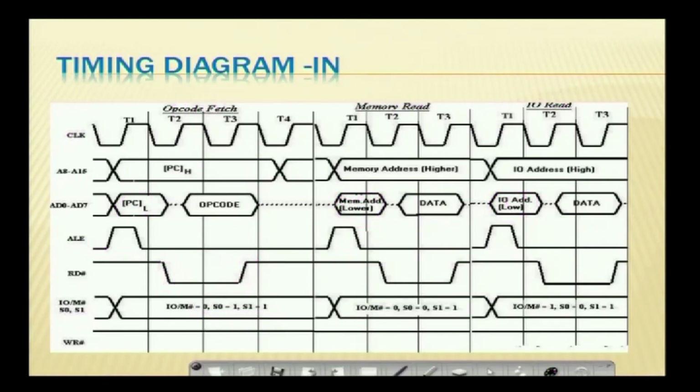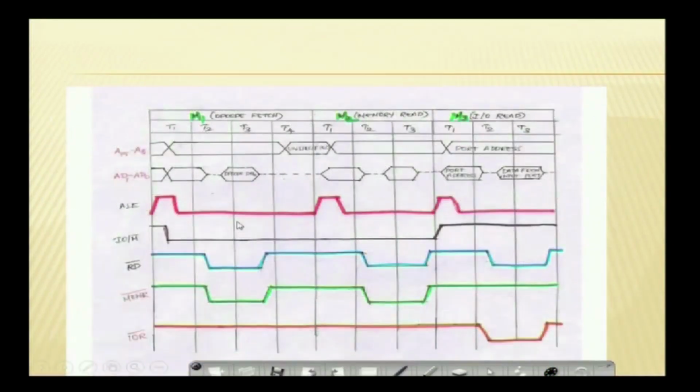This is the IO instruction format. This is an example of an IO instruction, which is IN 56. So, this example will be discussed in the next session.